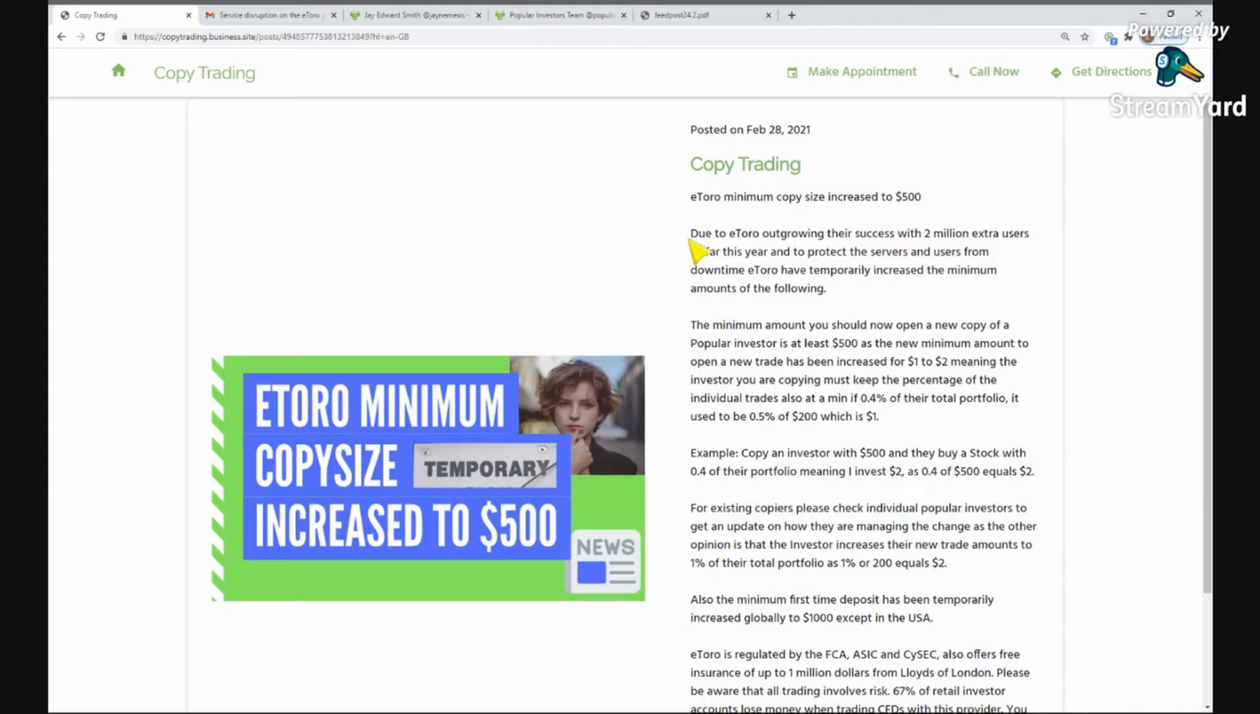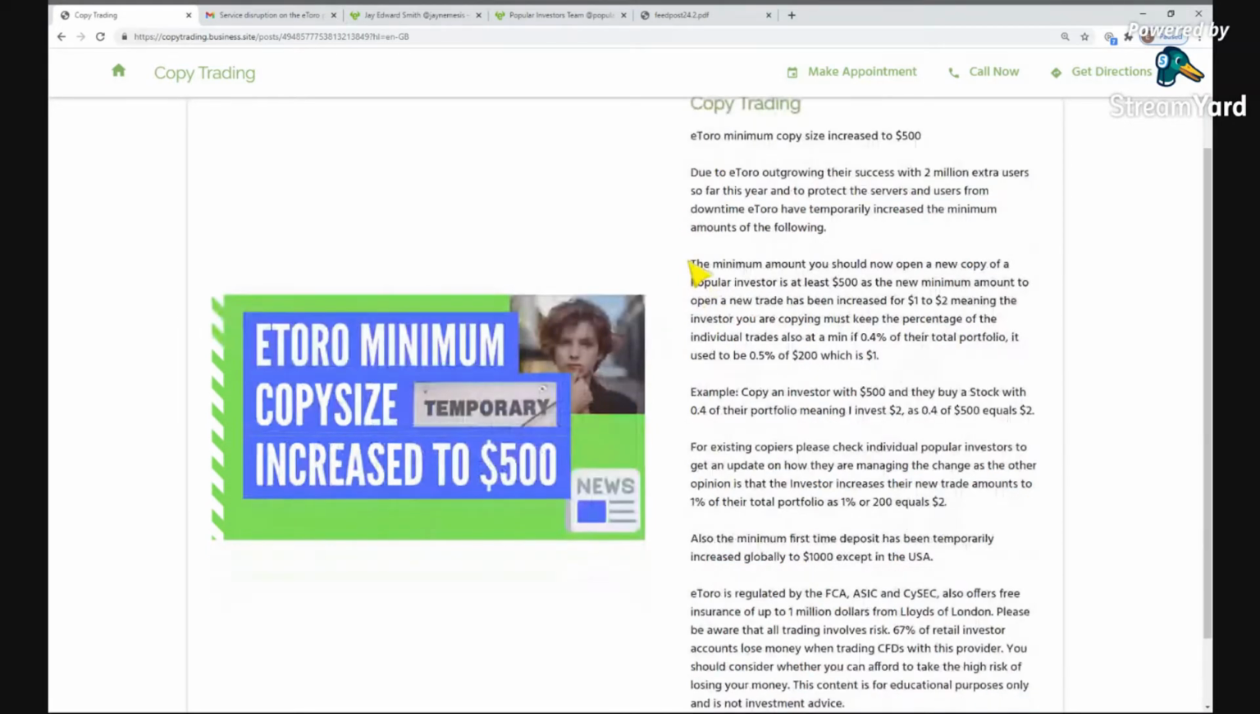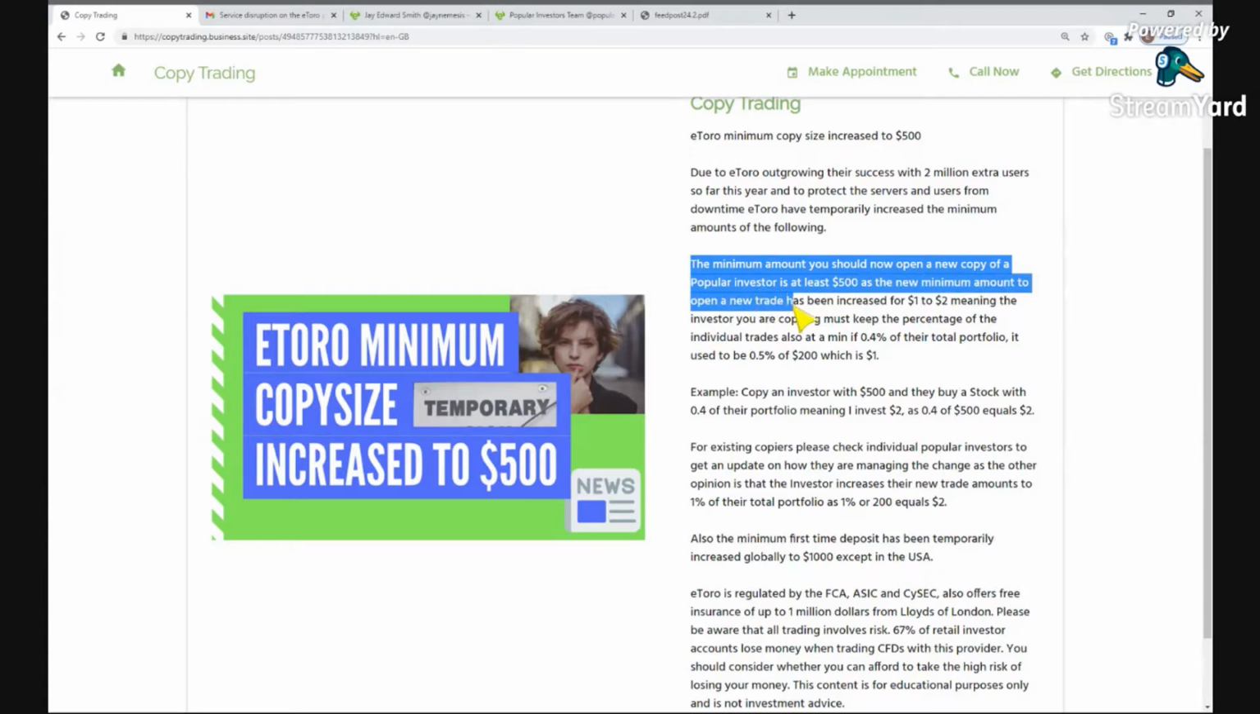Okay, so due to outgrowing their success with 2 million extra users so far this year, and to protect their servers, so the servers are just the computers running the eToro platform, and the users from downtime, eToro has temporarily increased the minimum amount of the following. The minimum amount you should now open a new copy of a popular investor with is at least $500, as the new minimum amount to open a new trade has been increased from $1 to $2.